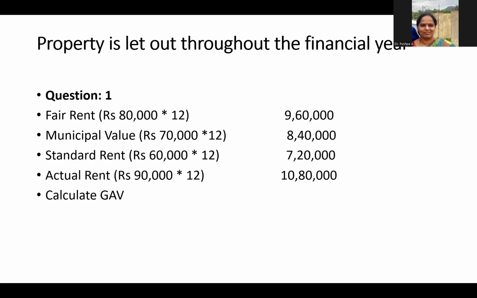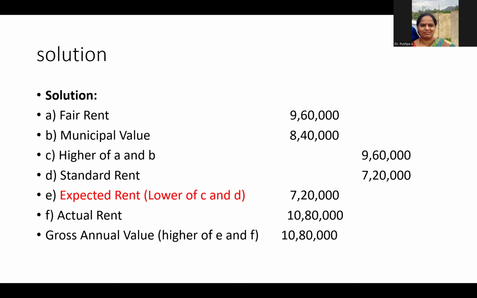So when we are calculating GAV, we are going to follow three important steps. The first step is we compare the fair rental value and the municipal value. On comparison of this, whichever is higher is taken. In this case, the fair rental value is higher. And we compare the higher of A and B with the standard rent of 7,20,000, and whichever is lower is considered, and that is termed as expected rental value.